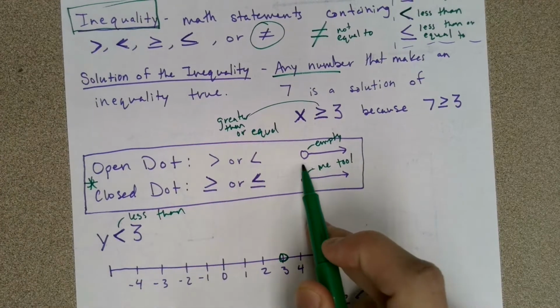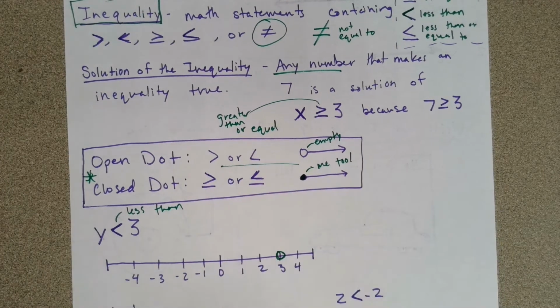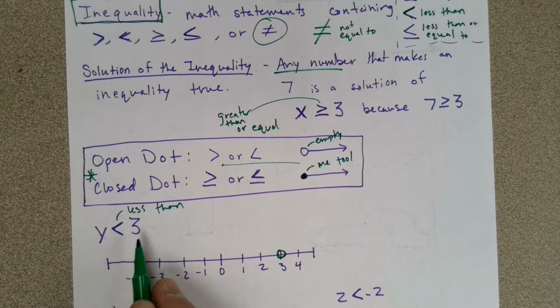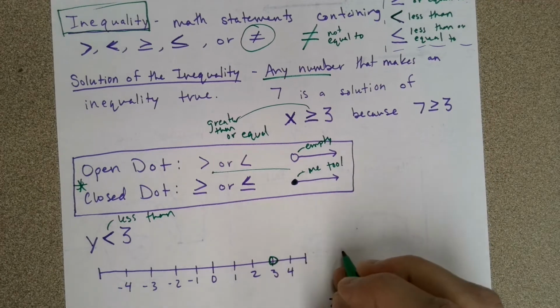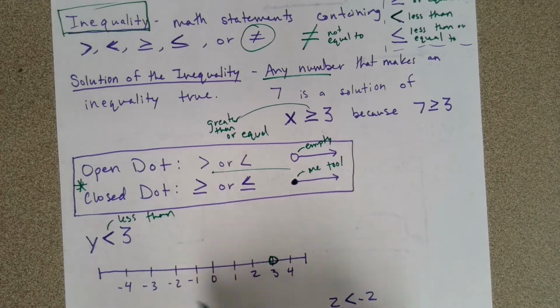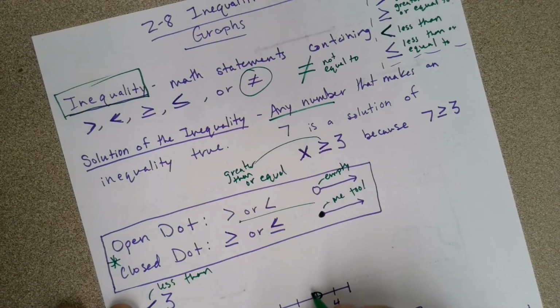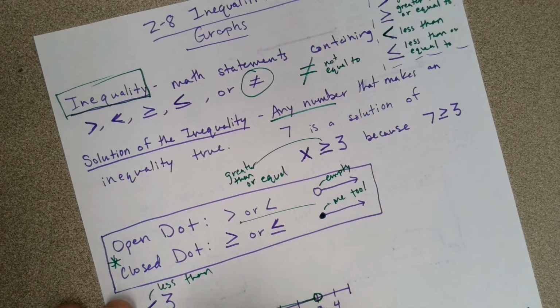Use that diagram if you need to. Open dot right there. Y is less than 3. So if y is less than 3, is my arrow going to go bigger or smaller? Well, we know y is less than 3, so it has to point to all of the things that are smaller than 3.